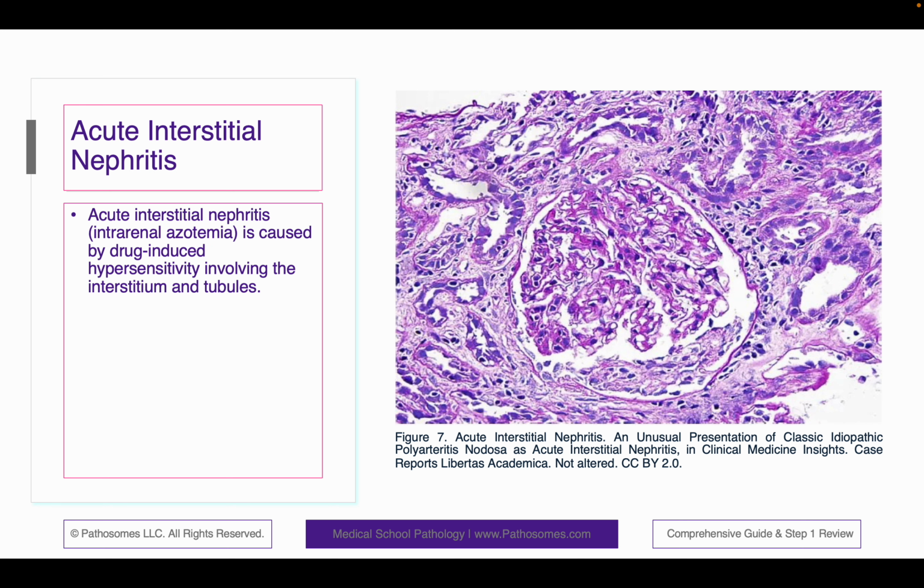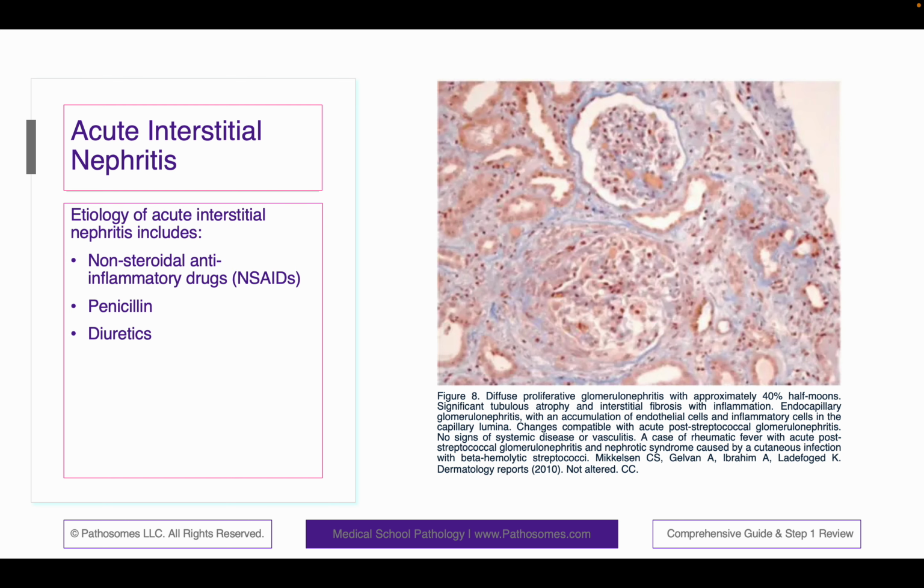Right? You see that glomeruli, right? In the kidney. This is showing acute interstitial nephritis, the inflammatory infiltrate involving the kidney. The etiology of acute interstitial nephritis includes NSAIDs, penicillin, and diuretics.